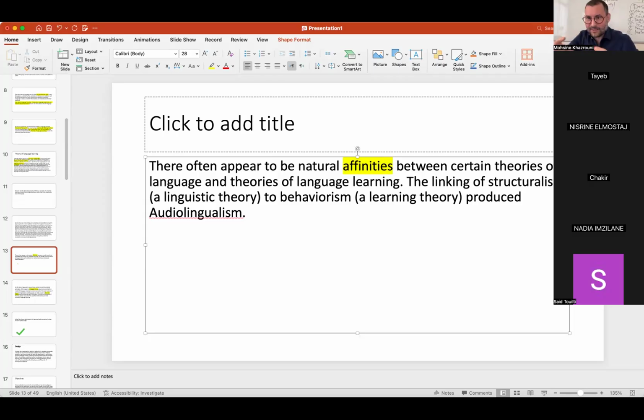Yeah, but together we will have Audiolingualism. So what is the linguistic theory, Saeed? Structuralism. Or the learning theory? Behaviorism. Together we produce Audiolingualism. Exactly. Good.